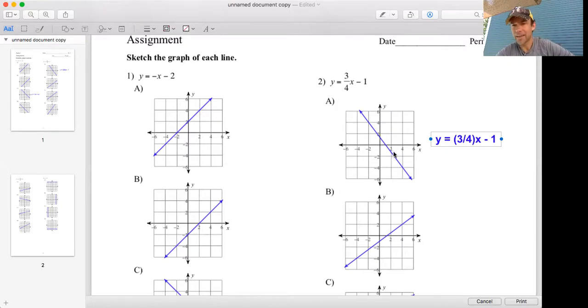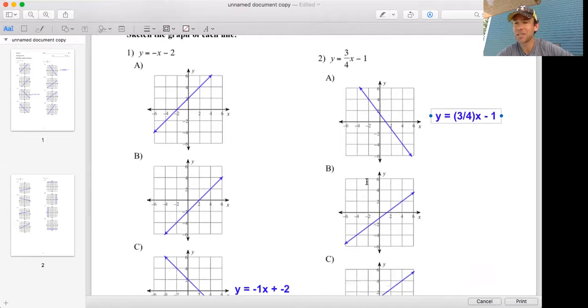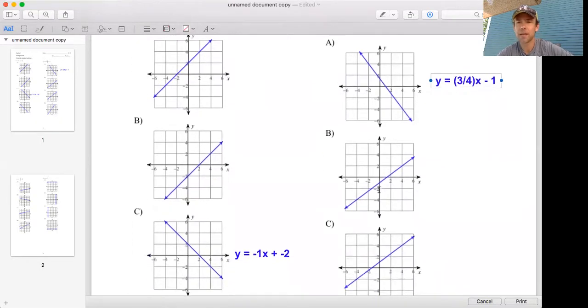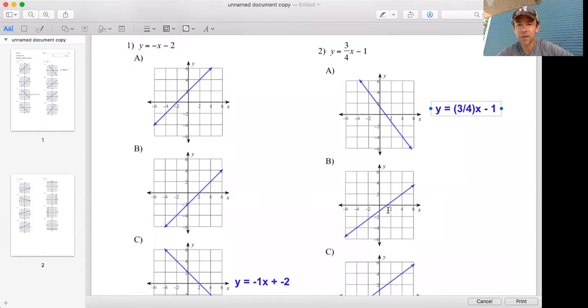All right, so A, we're going to dump A. It's got the wrong y-intercept, and this is a negative slope, and we have a positive slope. We need an increasing function. B, I am liking B quite a bit. Its y-intercept is correct, because if this is -2, that's -1. Now we have to see if the slope is accurate. So if we go over 4, does it go up 3?